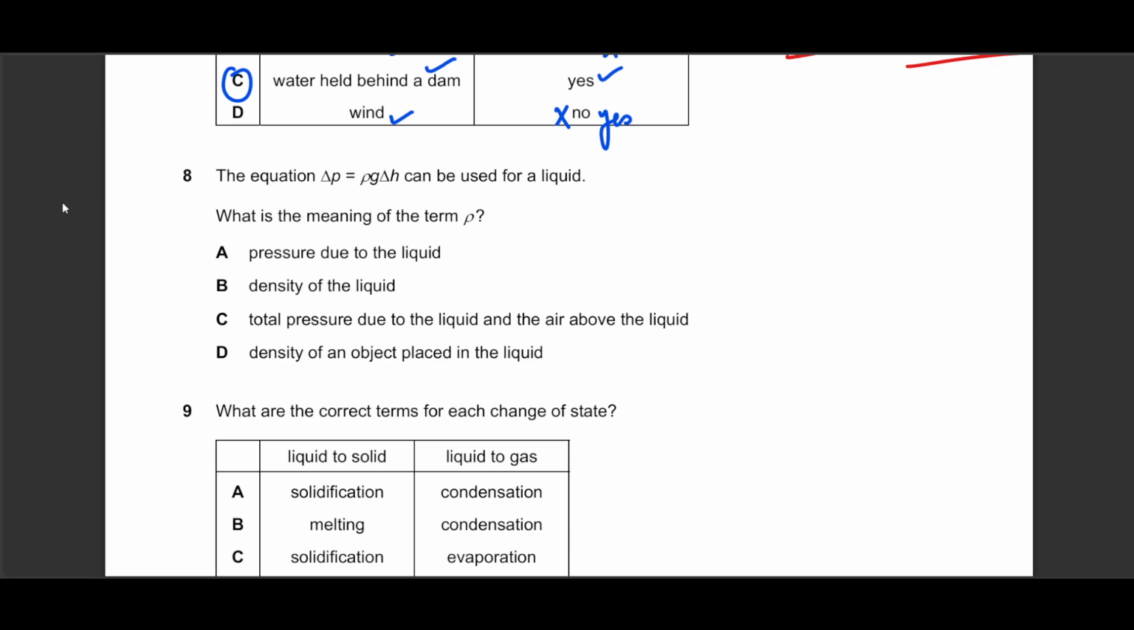The equation rho g h can be used for a liquid. What's the meaning of rho? It's the density of the liquid, and it's a fact. There is no denying it's a fact.